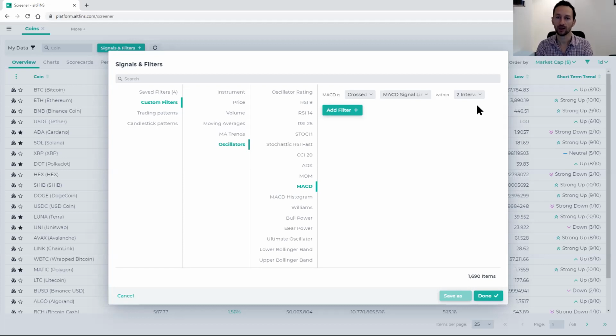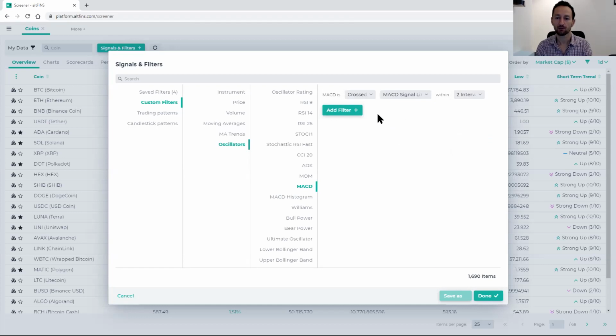If I were on the hourly time interval, then each interval would be 1 hour. So 2 intervals would be the last 2 hours. But I'm working on a daily interval. So 2 intervals means a bullish crossover, where the MACD line crossed above the MACD signal line, right? I add that filter. Now notice, let me reverse that. Notice we start with about 1,700 altcoins that we track.